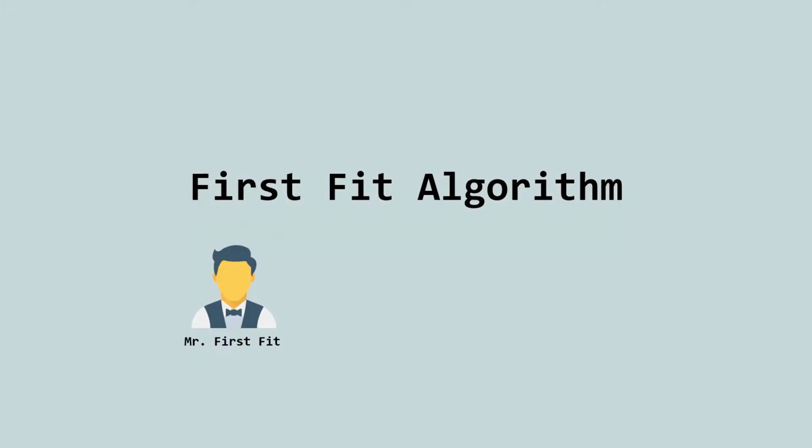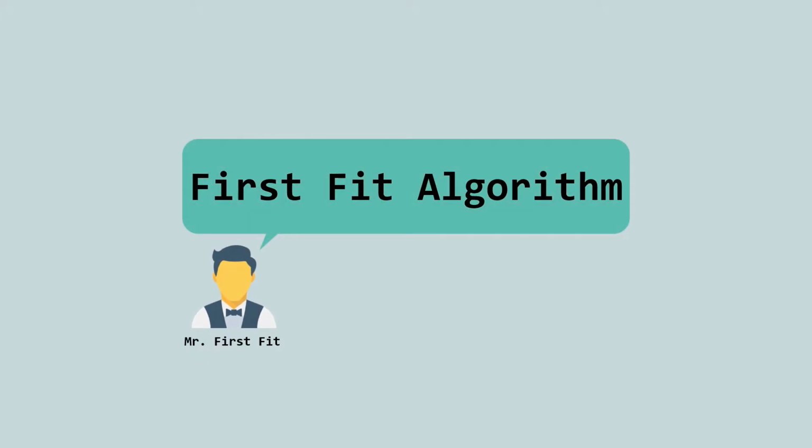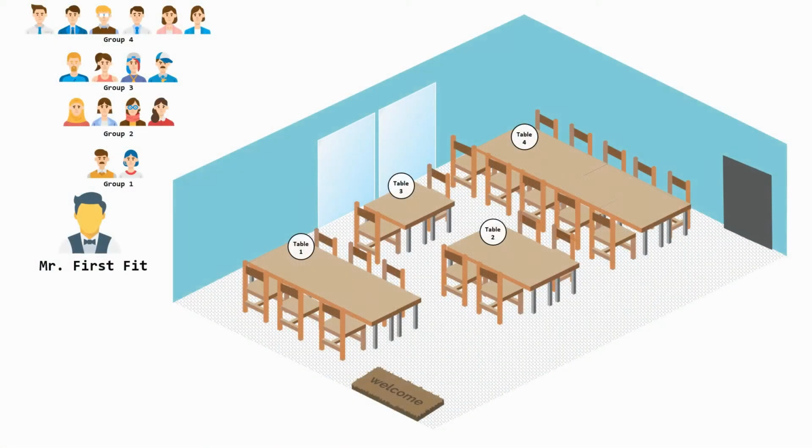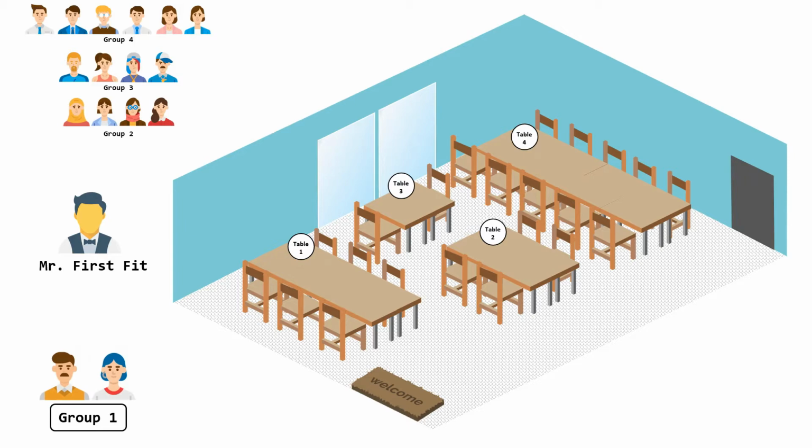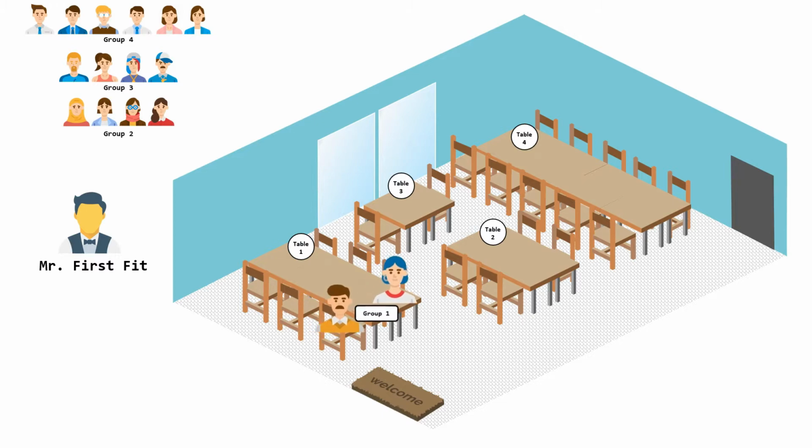This is how the first fit algorithm will handle this problem. The host decides that the fastest way to seat the customers is to place them in the first empty table the host sees. The group 1 of 2 customers enter the restaurant, so the host checks the first table. The table is empty and can fit the group 1 customer, so the host directs the group 1 customer to the table. Now that is done, the host will proceed to seat the next group of customers.